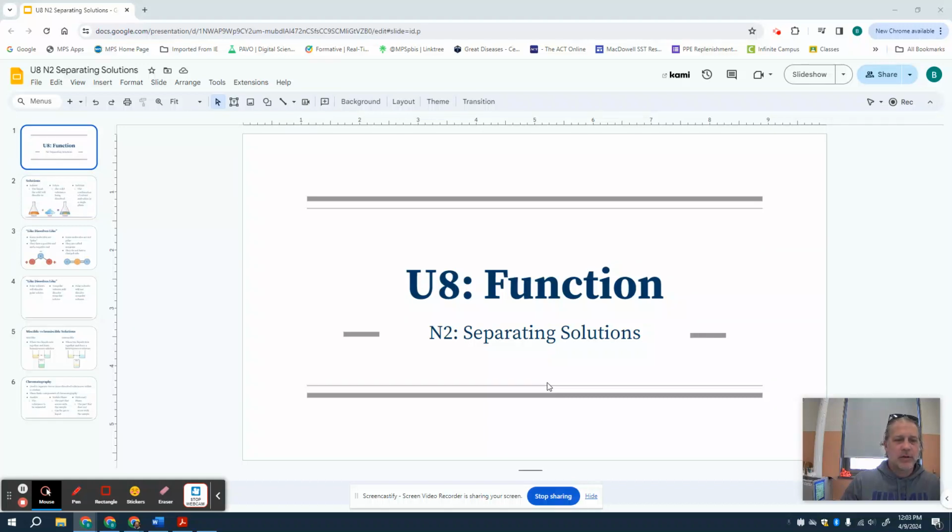Today's brief lesson is an extension of separating mixtures that we did for the last unit, Unit 7. We are going to be separating different types of mixtures that have two or more things dissolved in them, which is a little bit different than what we did with the sand, salt, iron separation. So today's lesson is an introduction to separating solutions like that.